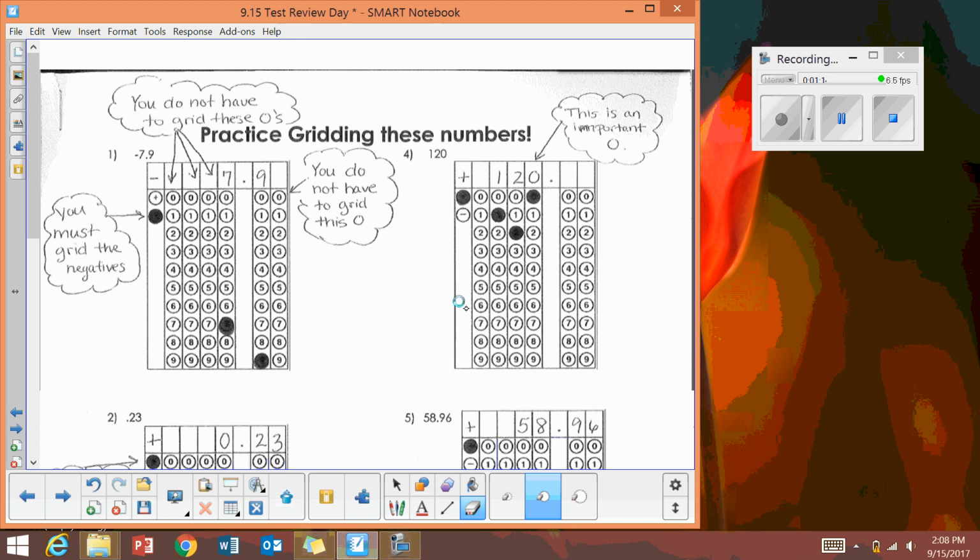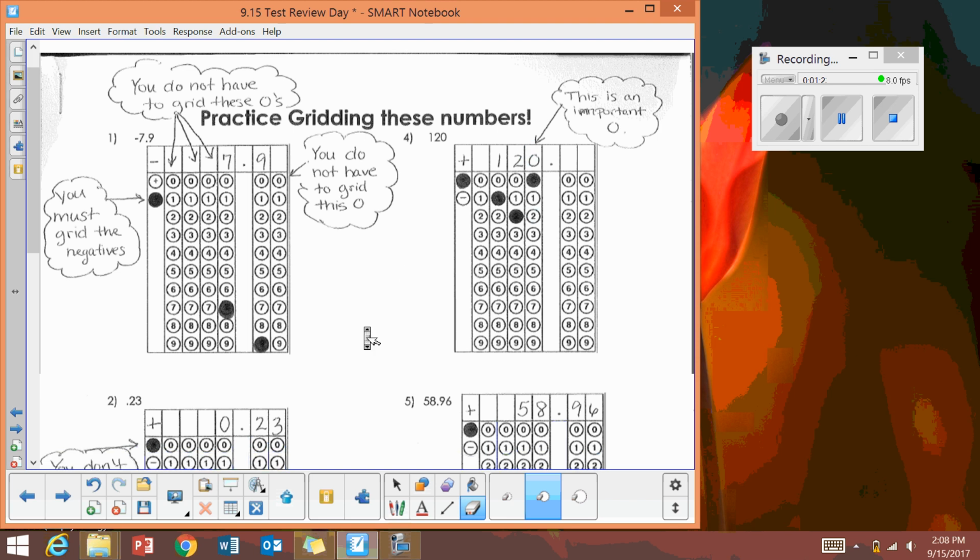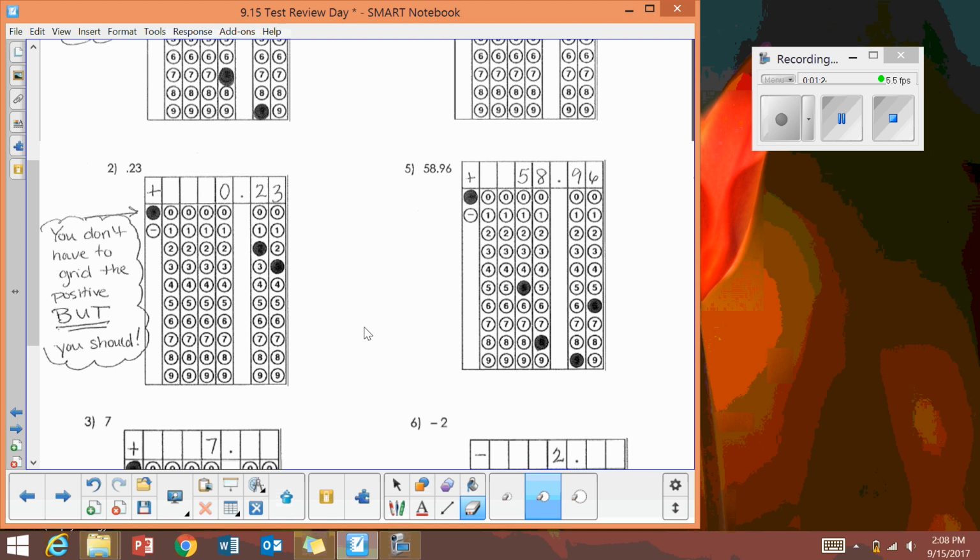Now, there are some zeros that are important. So if I'm looking at 120, this 0 right here, that's an important 0 that we have to make sure that we grid. So here we have 23 hundredths. Now, some people write their decimals as 0.23. However, in real life, people do write decimals as .23, and that's it. So looking here, there's this 0 here. Now, do I have to grid it? No. But if you do grid it, will it also count it right? Yes. So you don't have to grid it. It's okay. It's not a big deal.